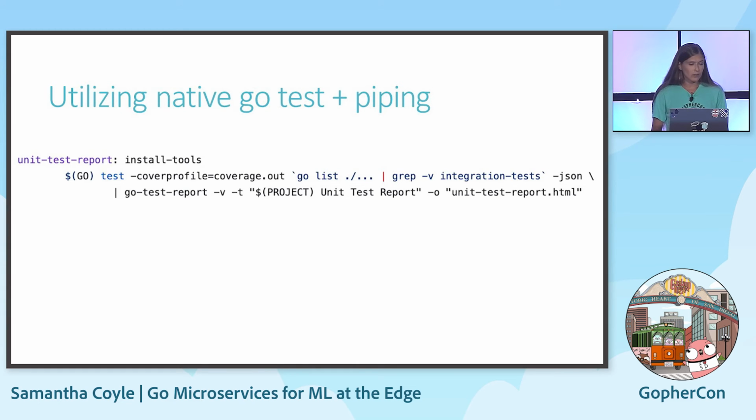And you can see there, we have the native Go test framework. We are specifying the JSON flag. And then we pipe that to the Go test report tool to give us the HTML report for our stakeholders.